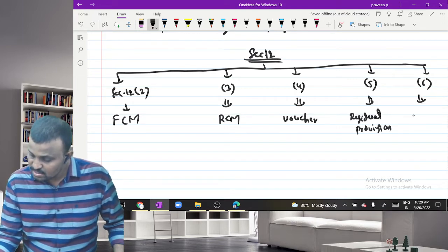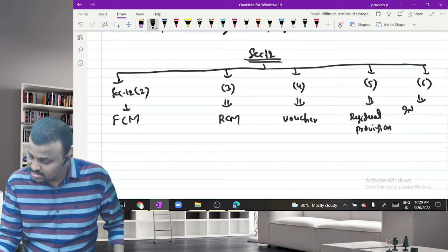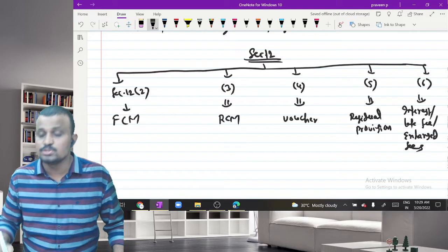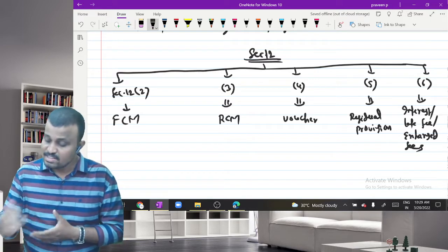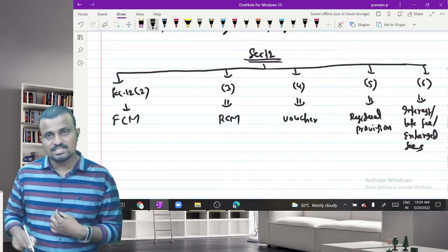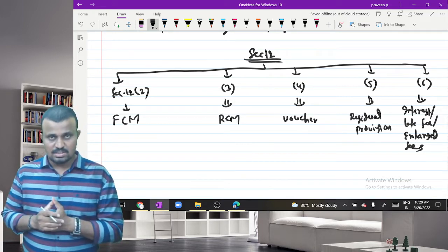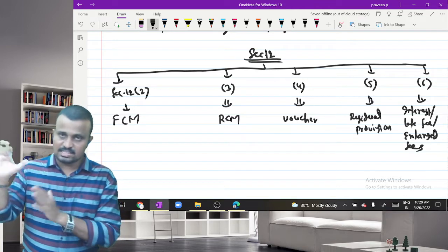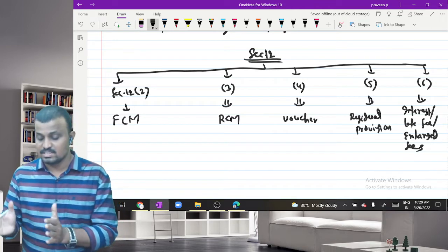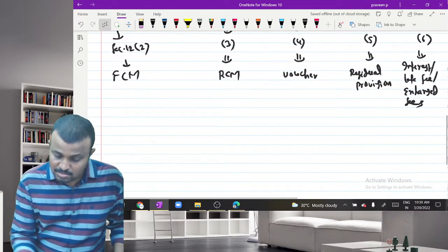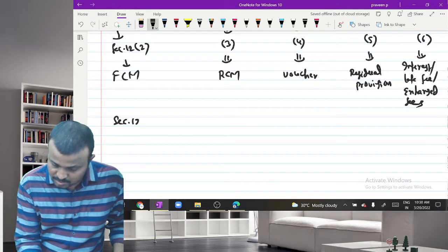And the last one, in case of any interest or late fee or any enhanced fees collected due to delay in payment of the tax, then what is the time of supply? That we are going to discuss under section 12. And the same thing in case of section 13, but that is in case of supply of service. Here we are going to discuss in case of supply of goods.